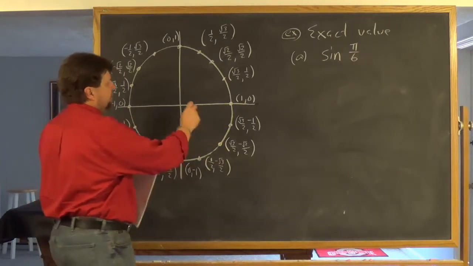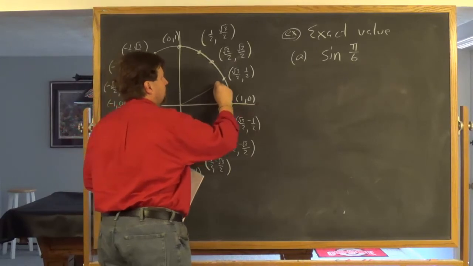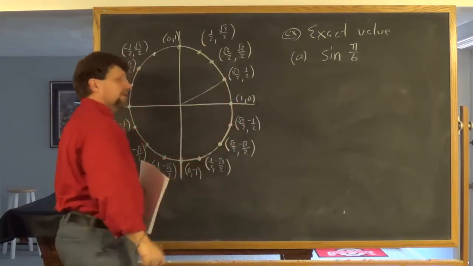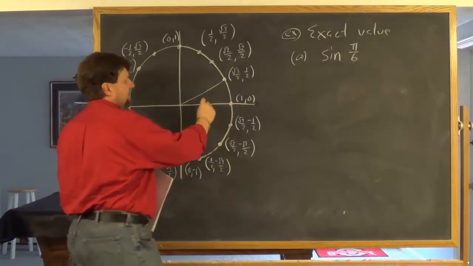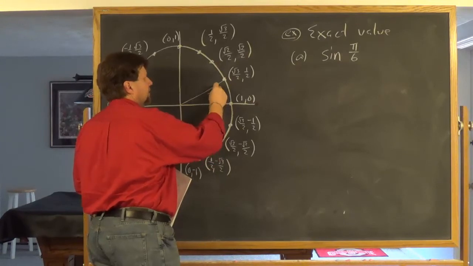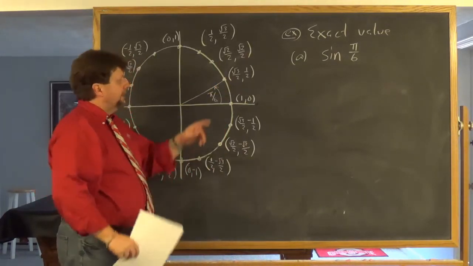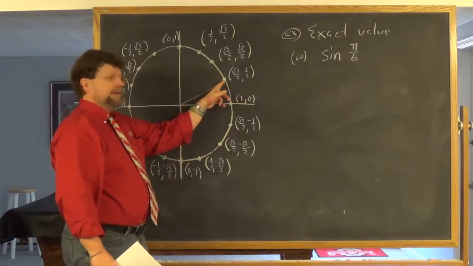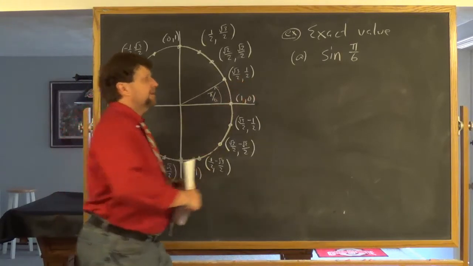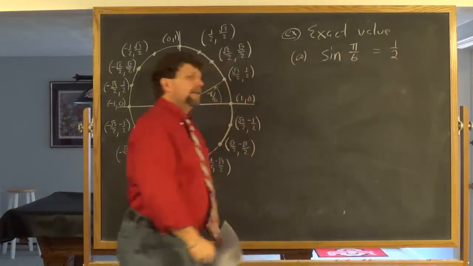And we know pi over 6, if I were to sketch it in standard position, is that angle right there. It intersects the unit circle at that point. So this is the angle pi over 6. So the sine of pi over 6 is simply the y-coordinate of this point. The y-coordinate of this point is 1/2. So the sine of pi over 6 is simply 1/2.